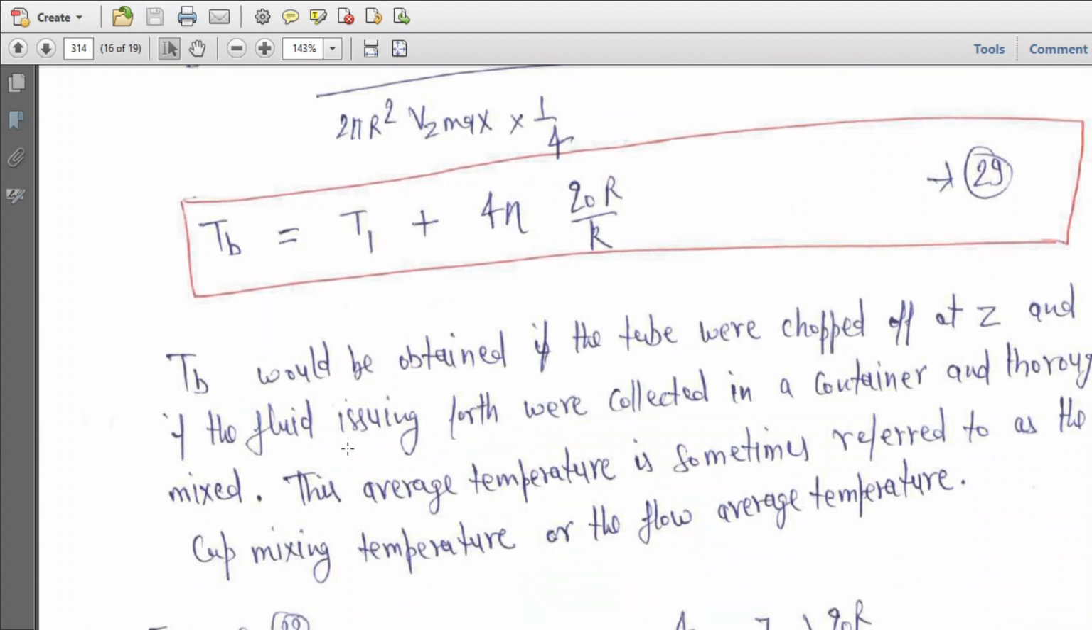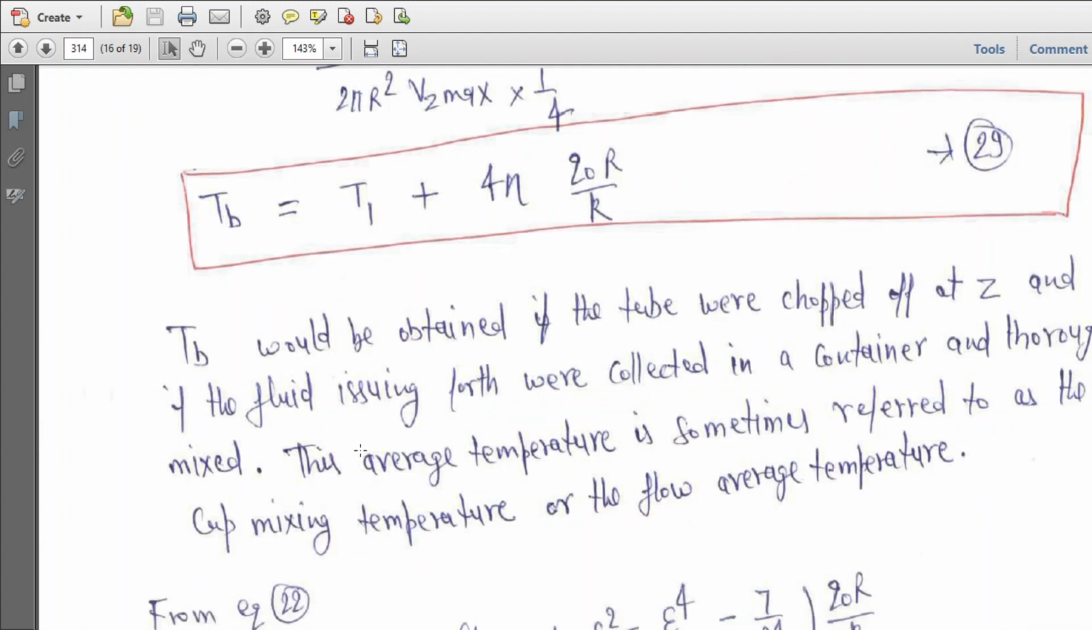The T bulk would be obtained if the tube were choked off at Z and the fluid issuing forth were collected in a container and thoroughly mixed. This average temperature is sometimes referred to as the cup mix temperature or flow average temperature.